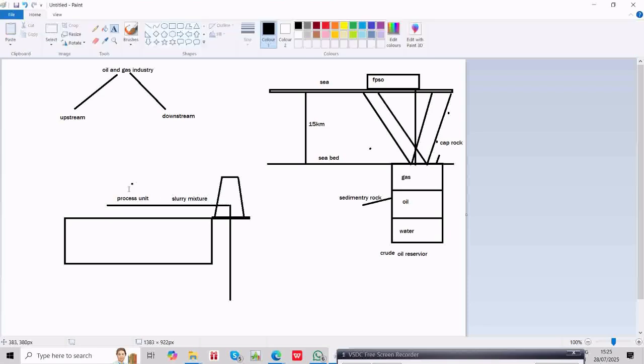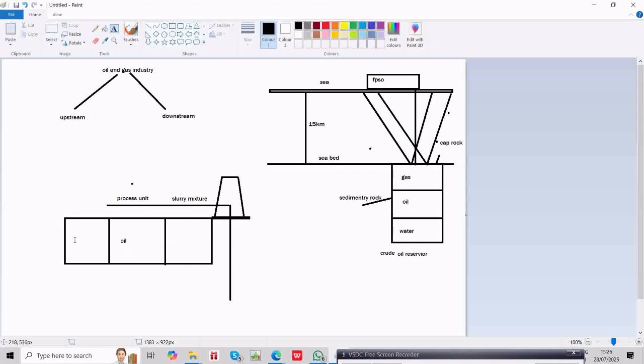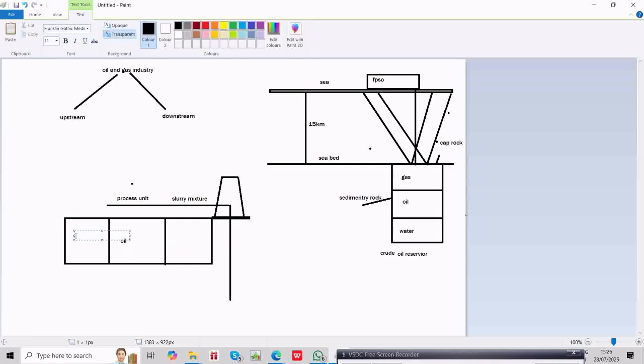Now once they separate out oil, gas and water, they have tanks here below the process deck. In these tanks they will store the oil and gas. They store the oil here and they store the gas here, right? They have containers inside, so they can store oil separately and gas separately.